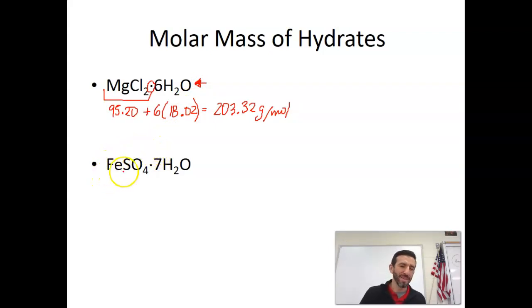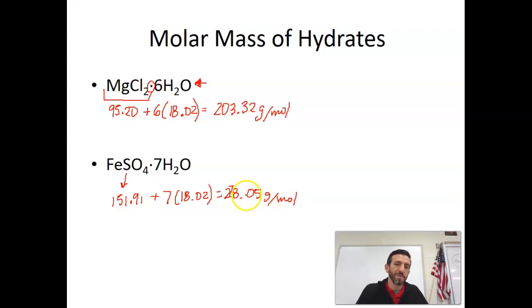Okay, here we go. So this part here is 151.91, and then I'm going to add 7 water molecules, which will give me a mass of 278.05 grams per mole. That's pretty much it. We're just adding 7 water molecules to this initial part.